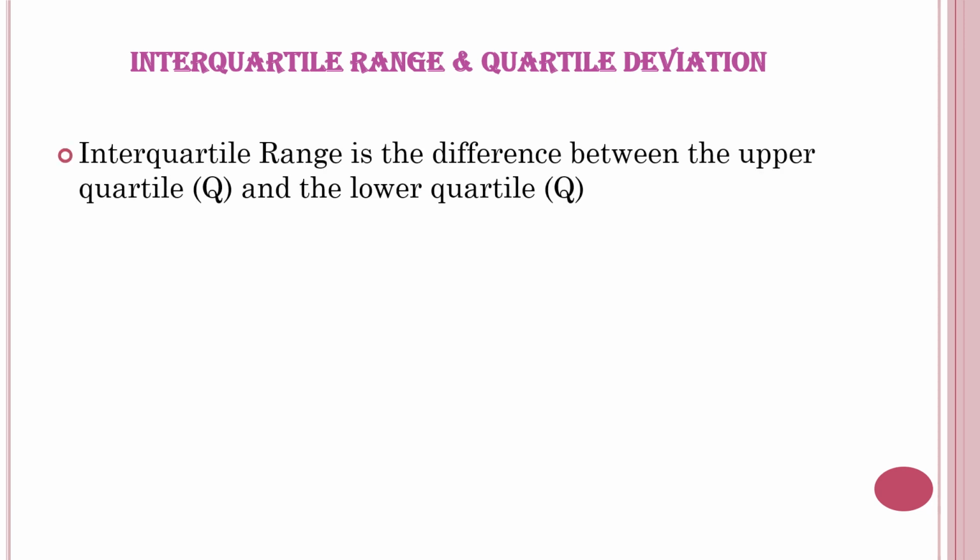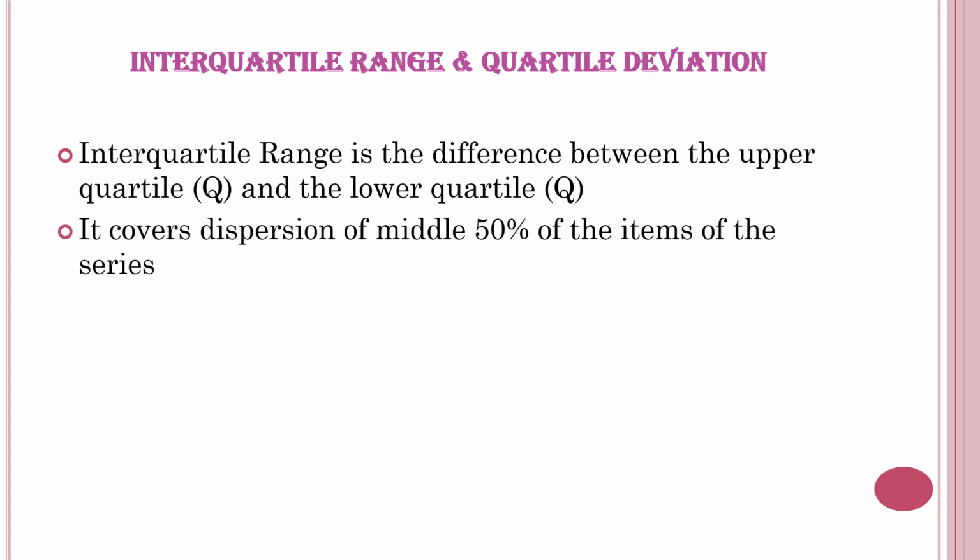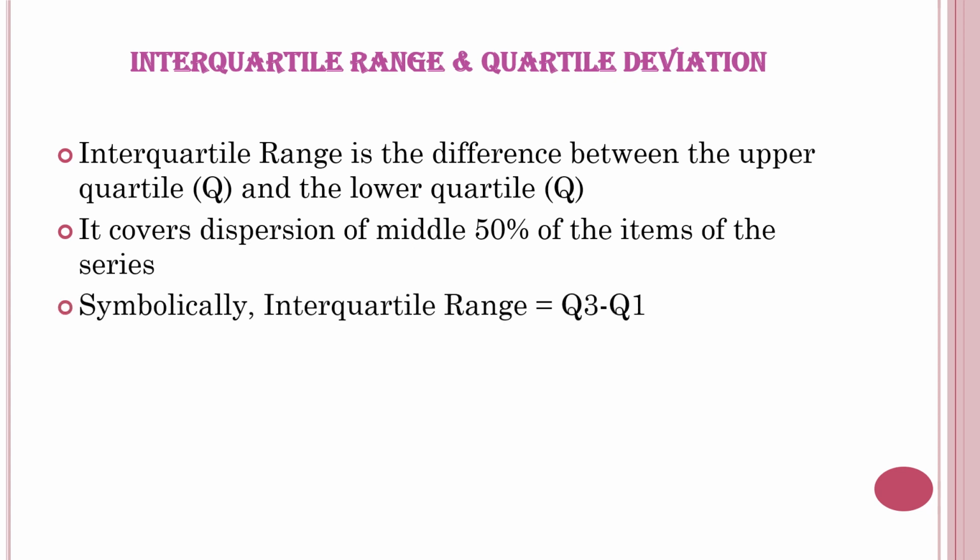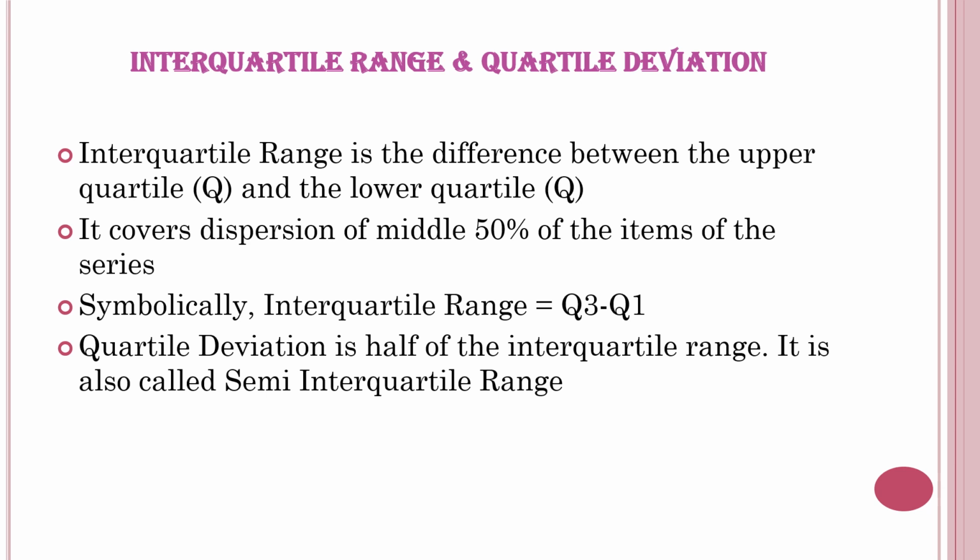Now we will see interquartile range and quartile deviation. Interquartile range is the difference between the upper quartile and the lower quartile. It covers the dispersion of the middle 50% of the items of the series. Symbolically, it is denoted by Q3 minus Q1, that is, the difference between the upper quartile and the lower quartile.